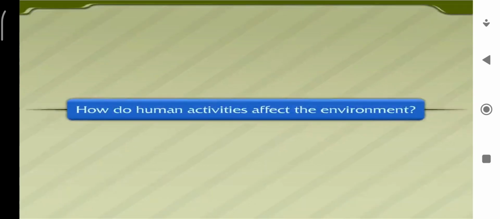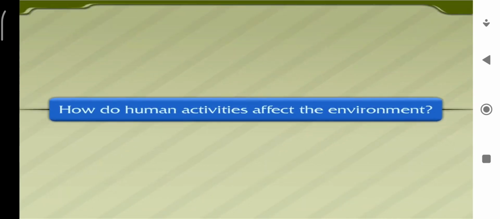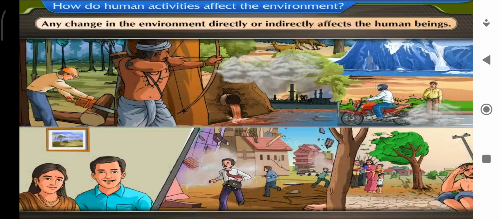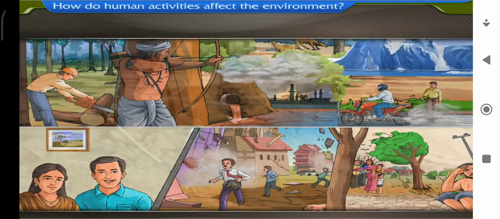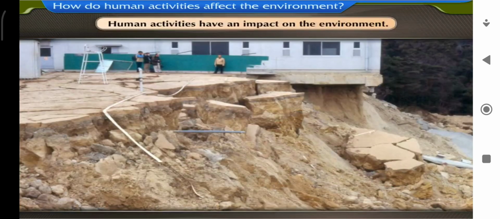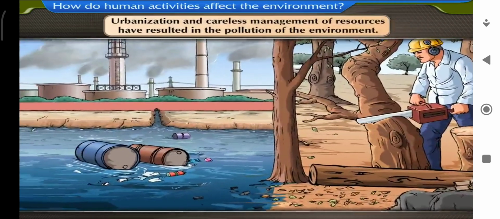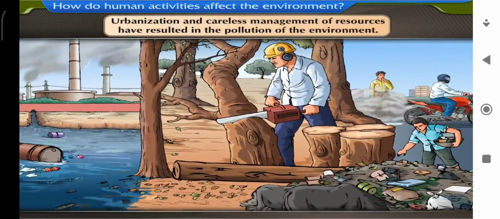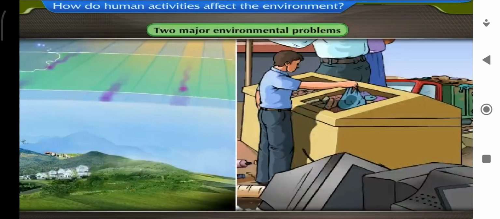How do human activities affect the environment? Human beings are an integral part of the environment. Any change in the environment directly or indirectly affects the human beings. Similarly, human activities have an impact on the environment. Urbanization and careless management of resources have resulted in the pollution of the environment. Let us look into two major environmental problems: ozone depletion and waste disposal.